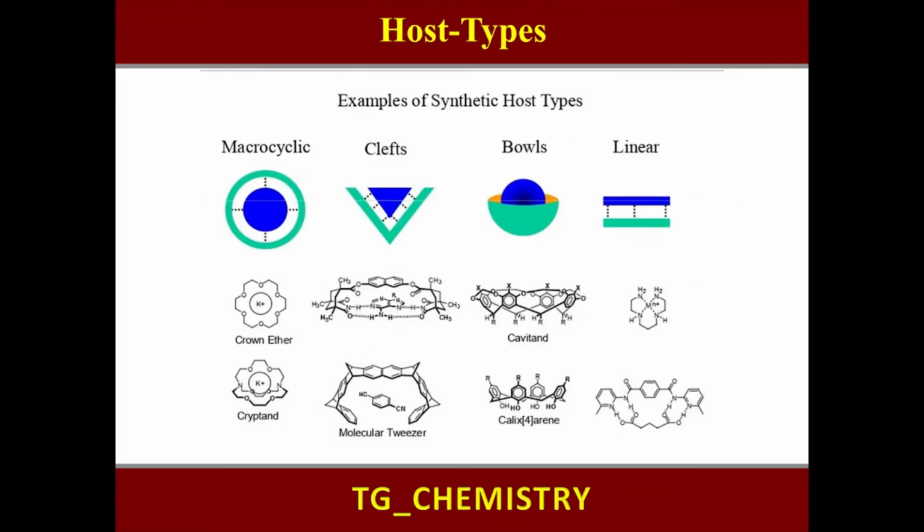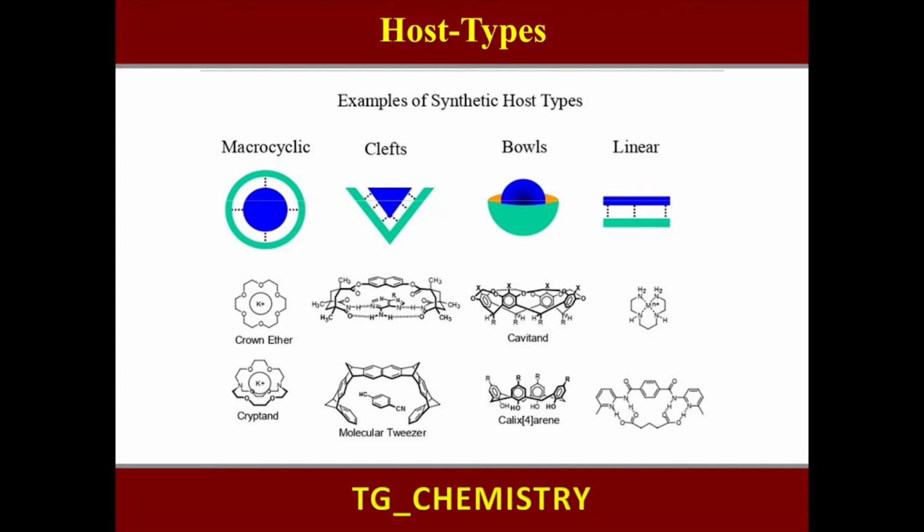Then come the examples of synthetic host types, not the natural ones. These are the synthetic ones that are prepared in the laboratories, and the first one that comes under that is the macrocyclic host molecules, and it contains the crown ethers and cryptands.